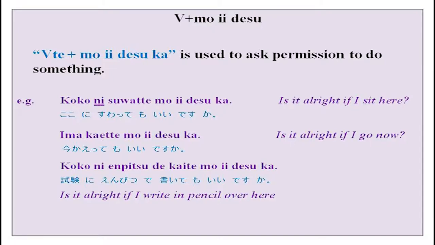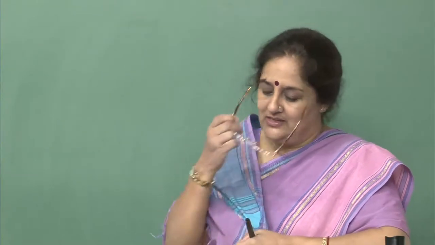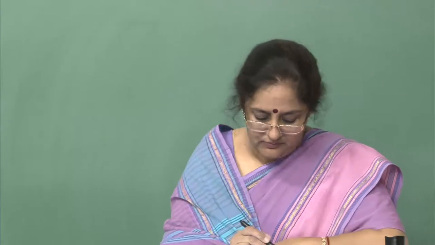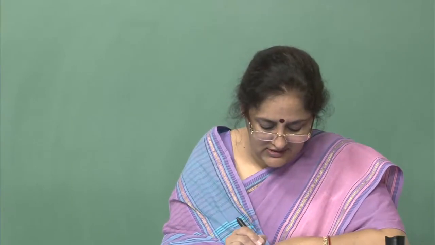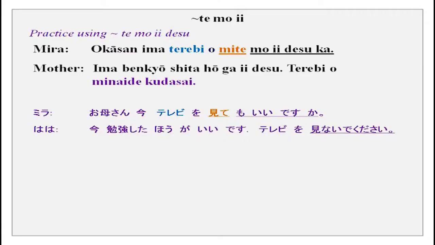So, when you want to do something, generally you're doing it in a group, or you're asking for permission, this is the best way to ask. Is it all right if I do this? Please, may I do this? That is a polite way of asking. Now, we'll practice over here and you will see how simple it is. It is not very difficult at all.